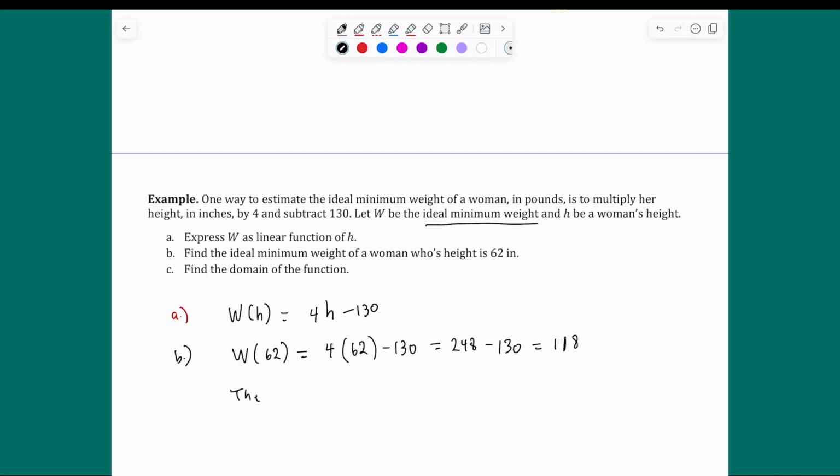All right, so what does this mean? The ideal weight for a woman whose height is 62 inches is 118 pounds.